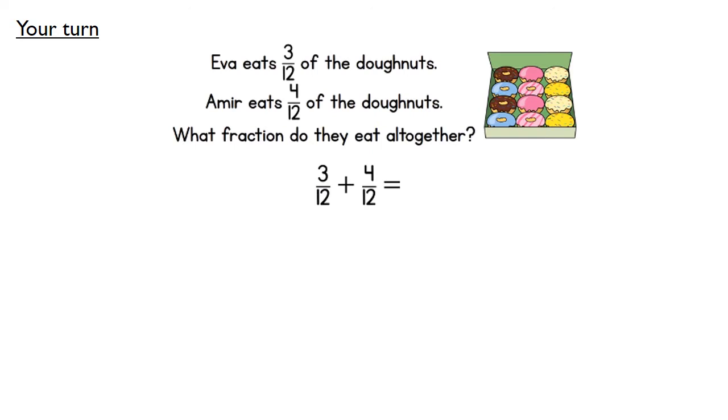Okay, so here is your first mini task. The question says, Eva eats 3/12 of the donuts, Amir eats 4/12 of the donuts. What fraction do they eat all together? So we know that our equation is 3/12 plus 4/12. So pause the video here and then when you come back we'll go through the answers together.